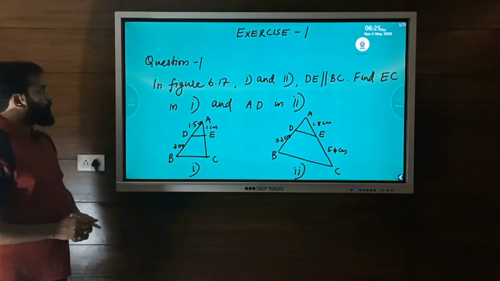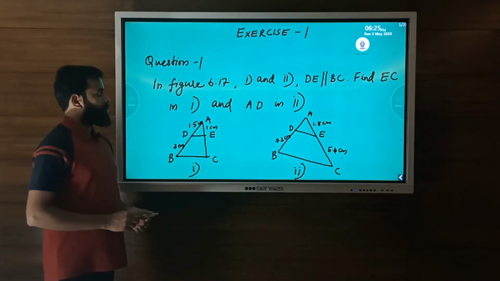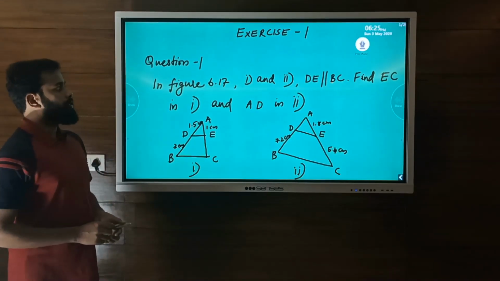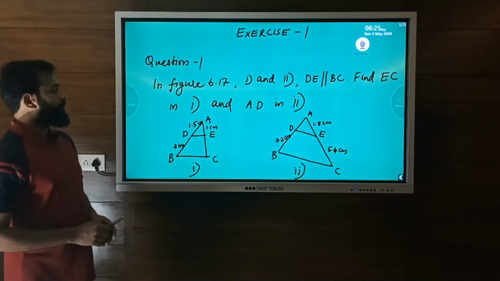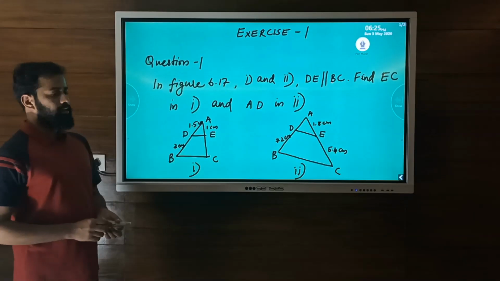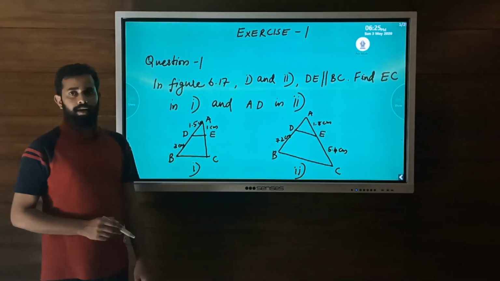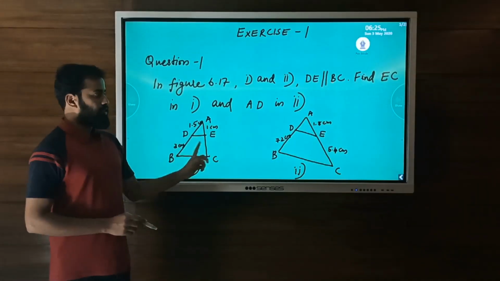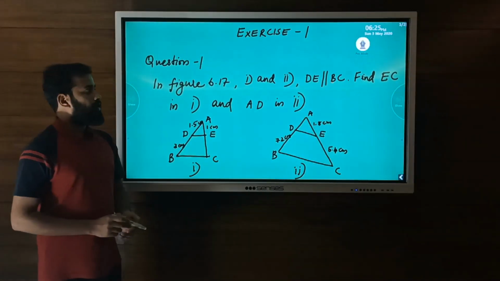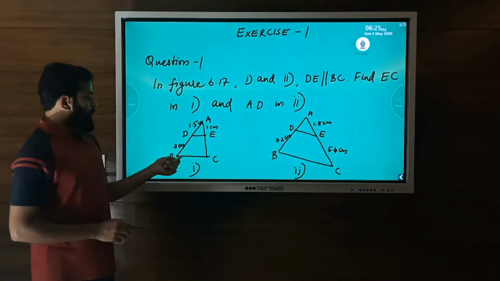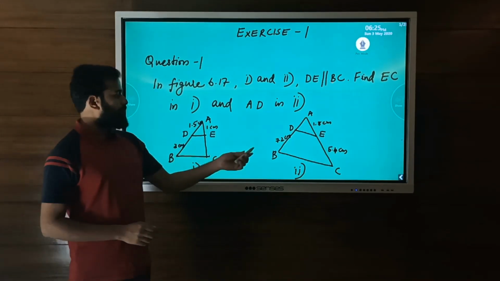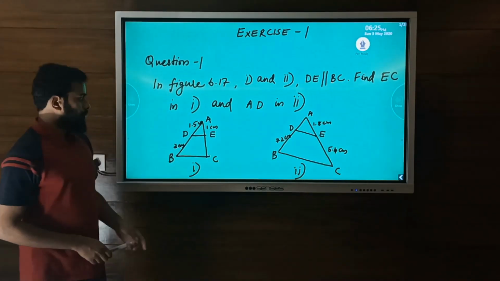Question number 1. In figures 1 and 2, DE is parallel to BC. Find EC in 1 and AD in 2. One condition is given there, DE parallel to BC, and the condition is applicable in both cases. Find EC in the first diagram and find AD in the second diagram.